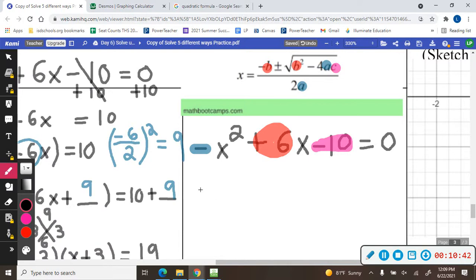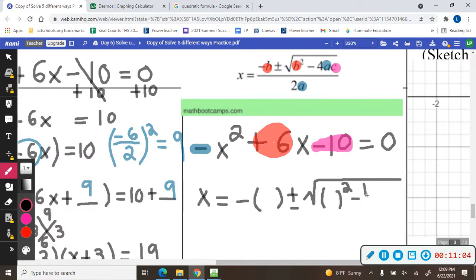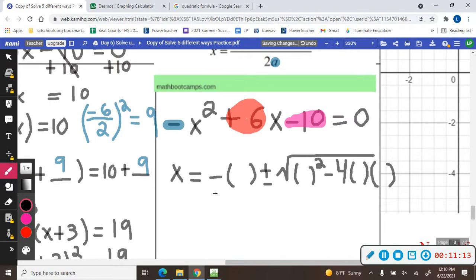This part stays the same though. We have x equals negative something plus or minus the square root of something squared minus 4 times something times something, all over 2 times something. So that part always stays the same.